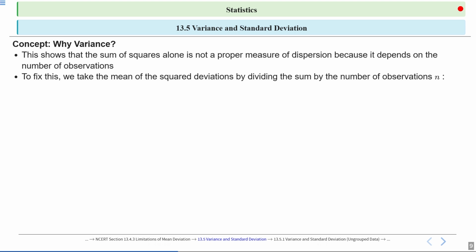To solve this problem, we divide the sum of squared deviations by the number of observations, which we call n. Here is the formula for variance. Variance equals 1 divided by n times the summation from i equals 1 to n of xi minus x bar whole square.